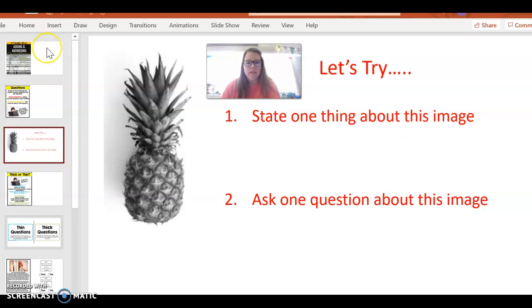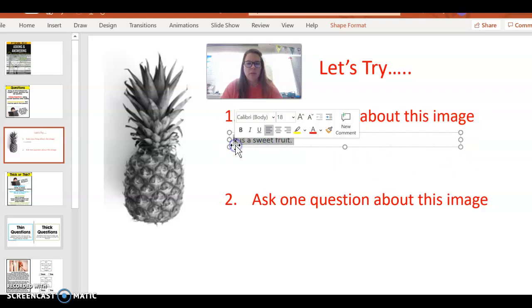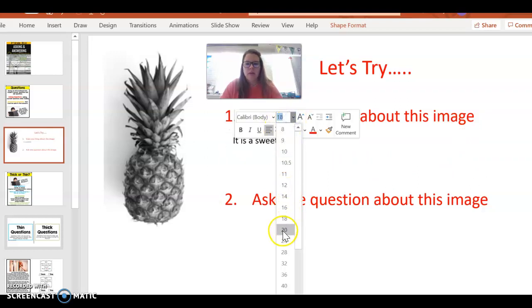So that was not what number one says. It says state, which means to come up with, to say one thing about this image. So Miss Esther's just going to insert a text box right here, and I'm going to type it in here, okay? So what is one thing I can say about this image? I can say it is a sweet fruit. Okay, so I know it's a pineapple and I know it is a sweet fruit. So I'm going to make that just a little bit bigger so you can see it better.